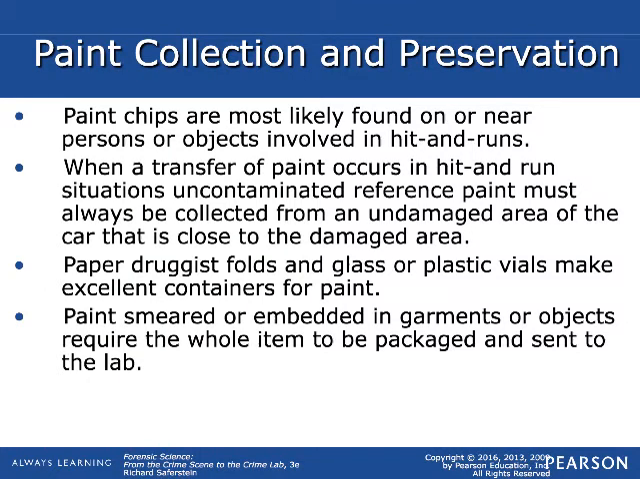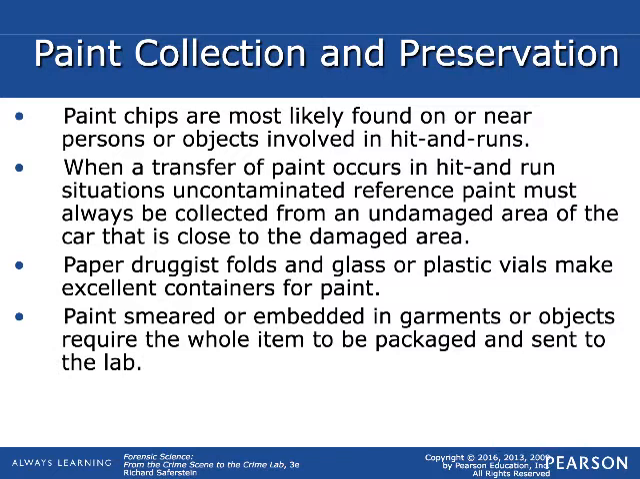Okay, so paint collection and preservation. Paint chips are most likely found on or near people or objects that are involved in hit and runs. When paint transfer occurs in a hit and run, uncontaminated reference paint should be collected from an undamaged area of the car, and that undamaged area should be close to the damaged area so you can get a good comparison.